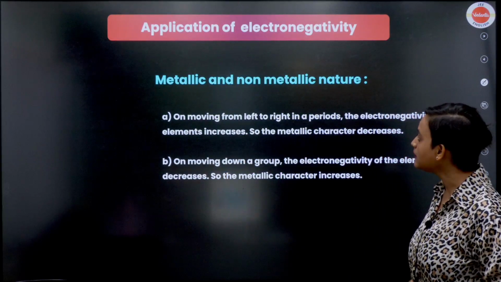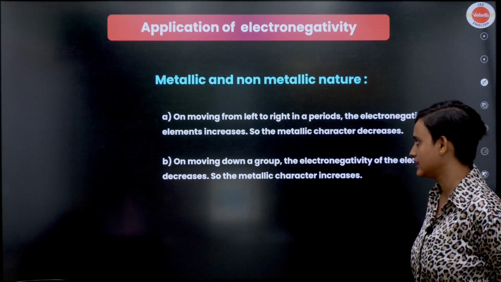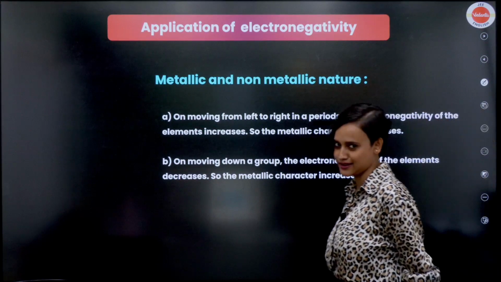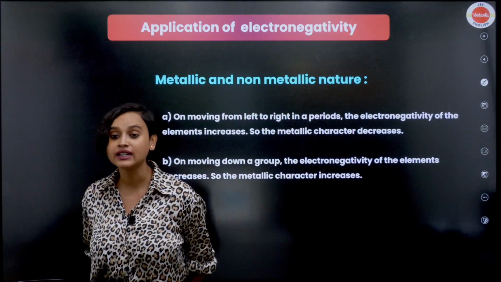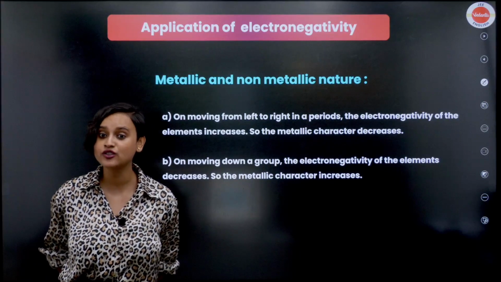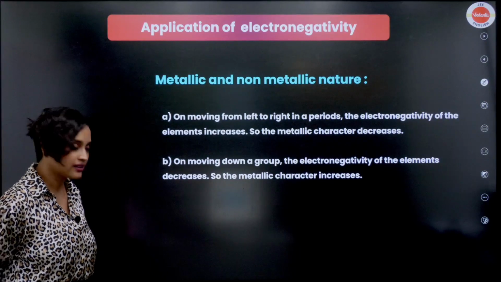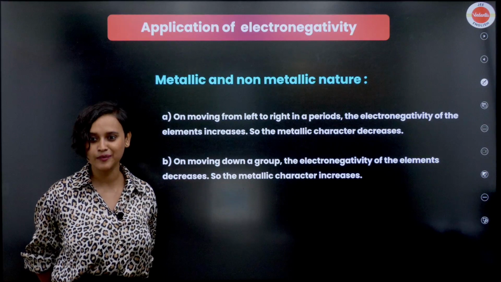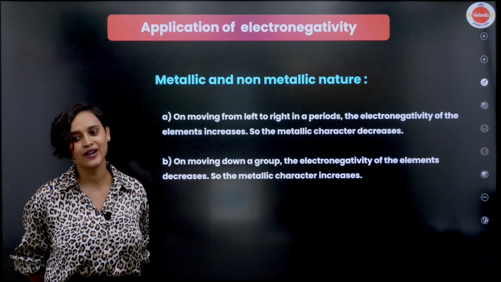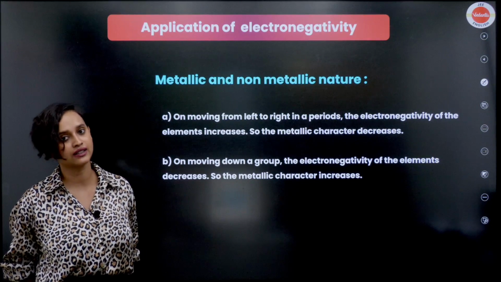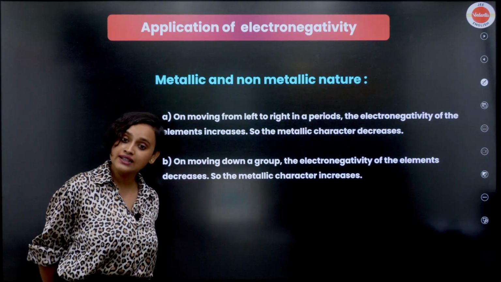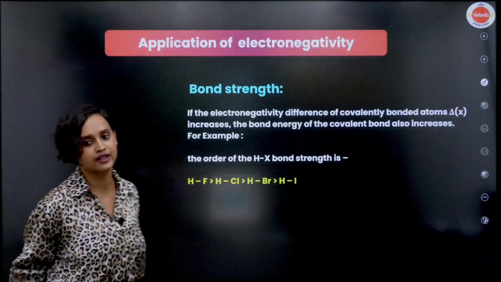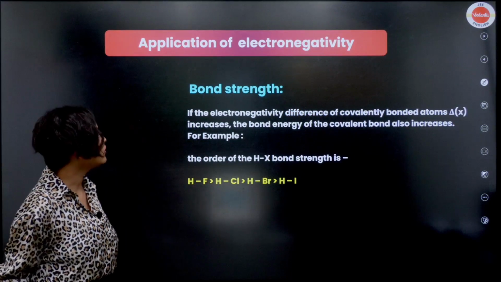And then finally, application of electronegativity: metallic and non-metallic nature. On moving from left to right in a period, the electronegativity of the element increases, and that means the metallic character decreases. On moving down a group, the electronegativity of the element decreases, so metallic character increases. It's vice versa. Electronegativity increases, metallic character decreases. Electronegativity decreases, then metallic character increases. Got it?